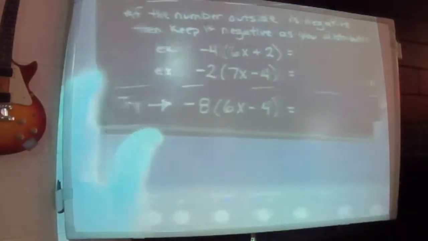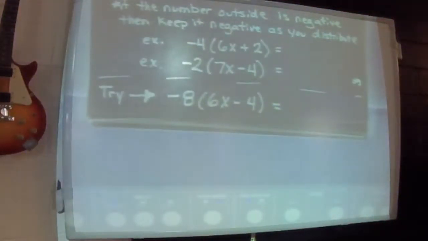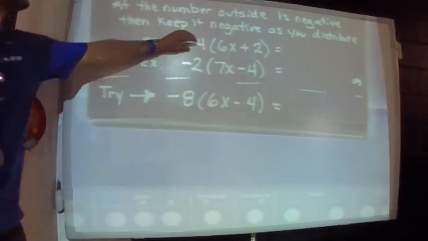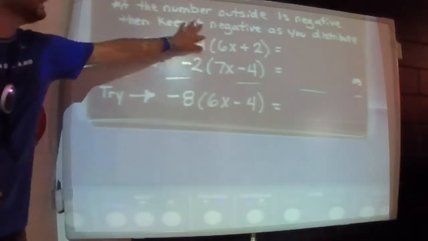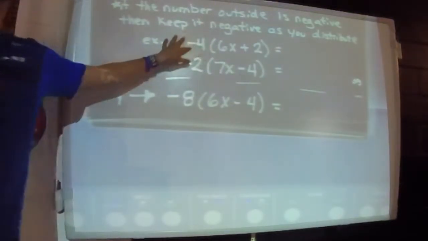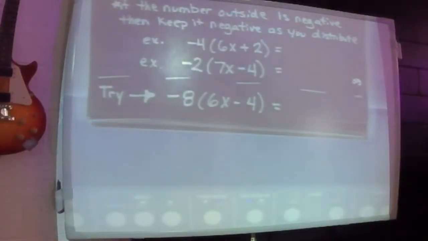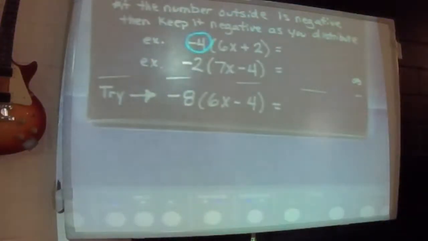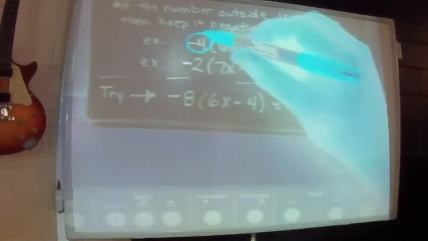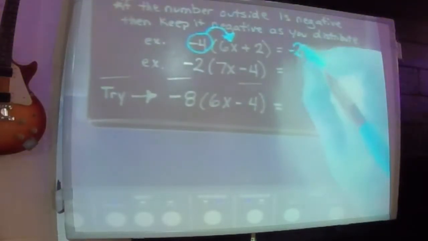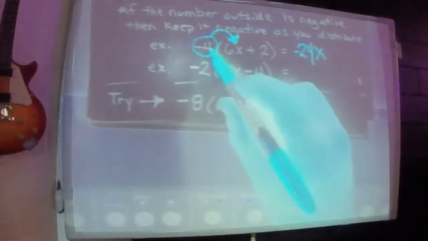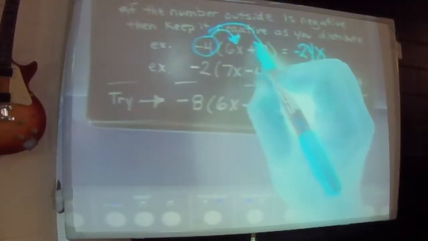All right, sometimes the number outside, so far they've always been positive. They've been 6 and 8 and 2 and 3. Sometimes the number outside is negative. When the number outside is negative, you treat this as not 4, this is negative 4. And you will distribute a negative 4. So this is negative 4 times 6. What is that? Negative 24. Negative 24x.